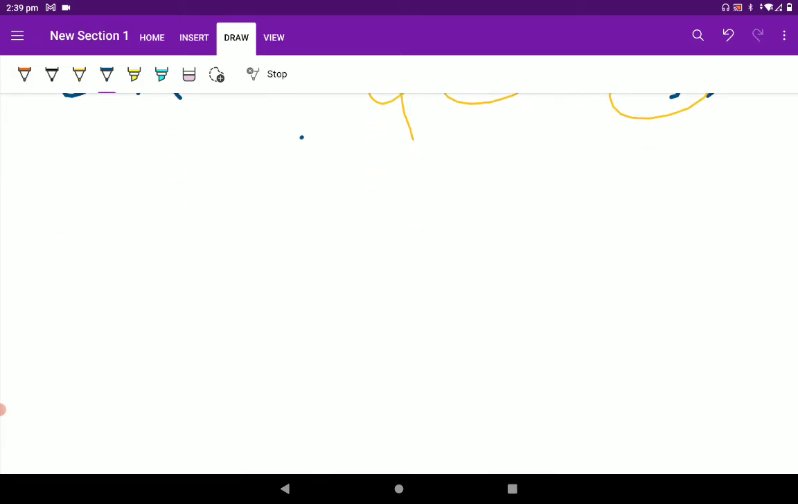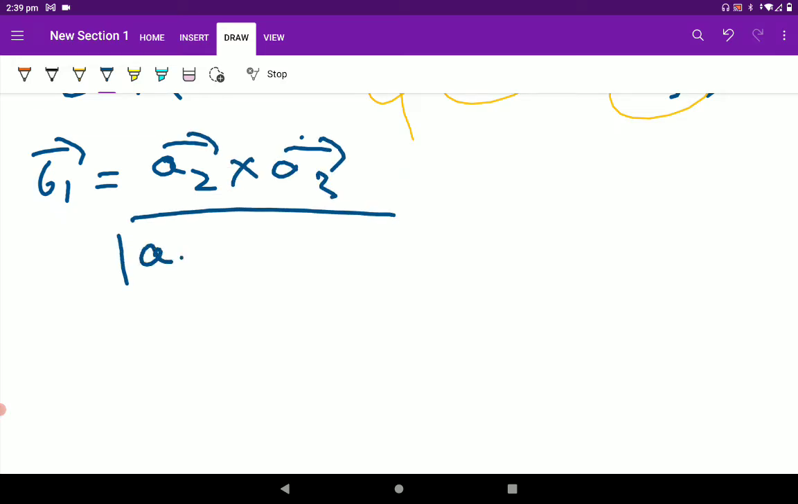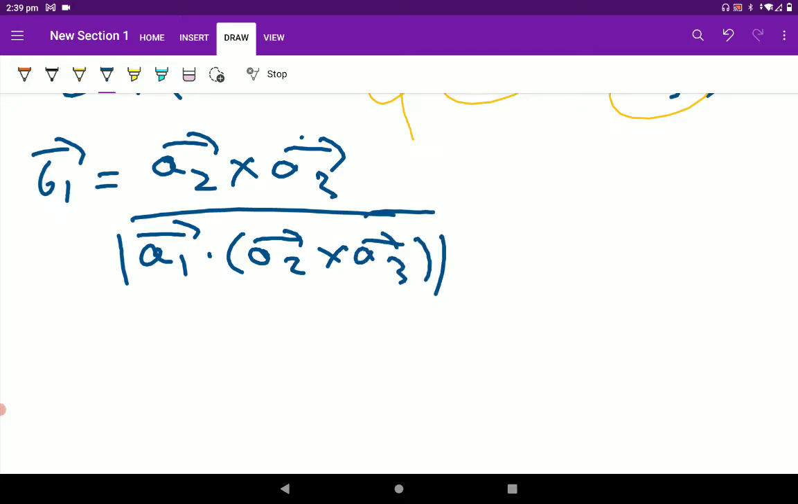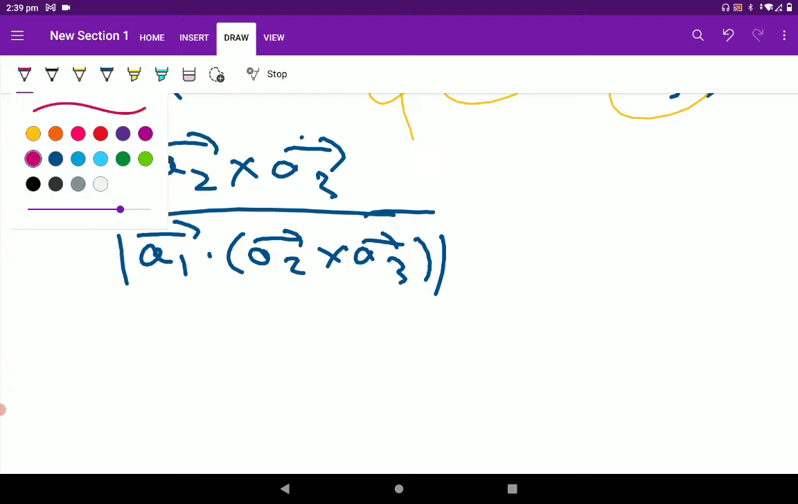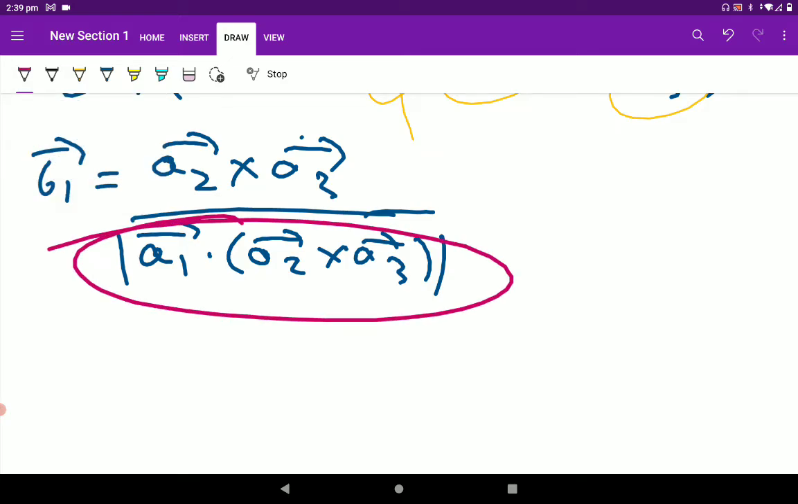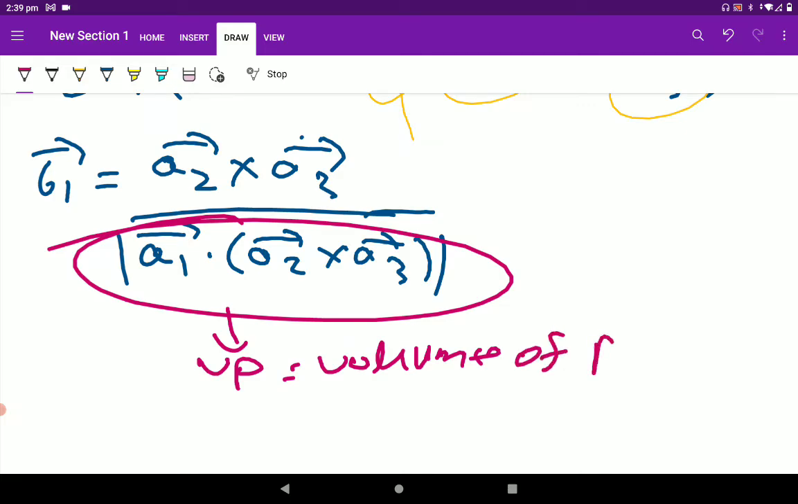In order to find b1 we can use this expression: the cross product of a2 and a3 vectors divided by the modulus of the a1 vector scalar product with a2 cross a3 vector. So basically the denominator is the volume of the primitive cell. This is the volume of the primitive cell.